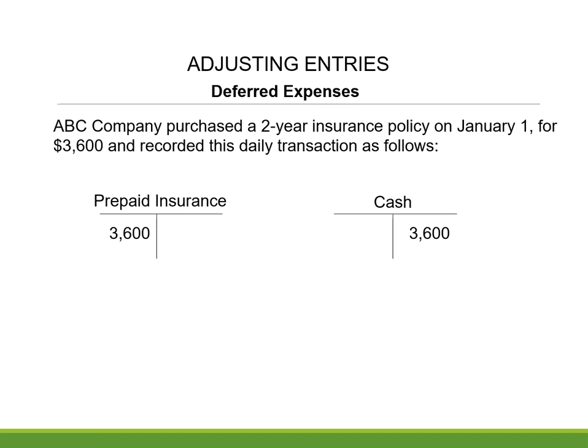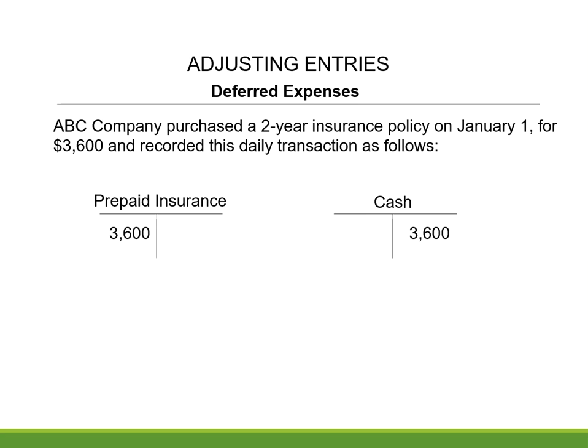Okay, now on to our next entry, our adjusting entry for deferred expenses, and in this case, we purchased a 2-year insurance policy on January 1st. So sometimes you will pay for an insurance policy in advance, and it was for $3,600, and the company recorded the following transaction. It debited prepaid insurance for $3,600 and credited cash.